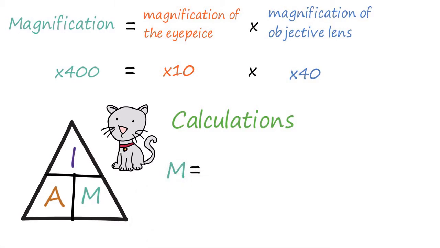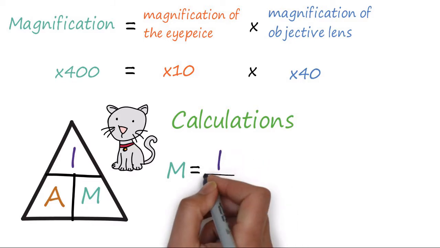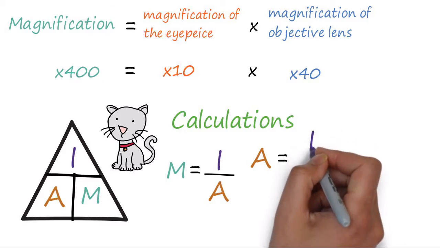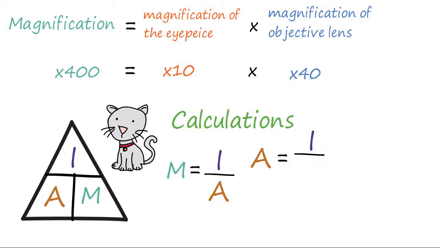To find the magnification using this method, take the size of the image divided by the size of the real object. And to find the size of the real object, take the size of the image divided by the magnification. For example, if you're looking at an animal cell that measures 2 mm across and the magnification is times 40, the actual size of the cell will be 2 divided by 40, which is equal to 0.05 mm or 50 micrometers.